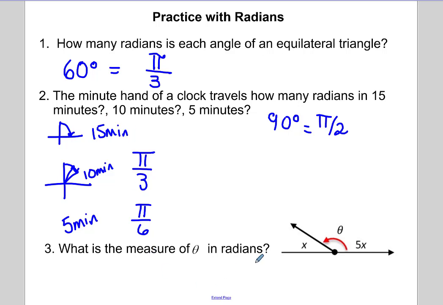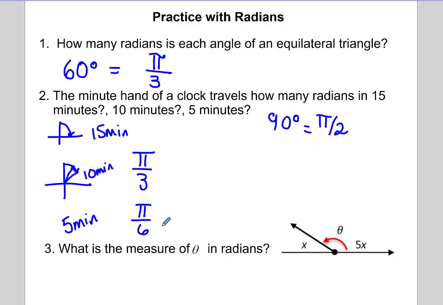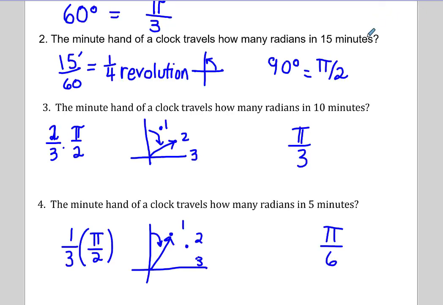And then our last example, what's the measure of theta in radians? Well, we have, well, I'm really on your notes. You have a different question here. We have two different questions. Something's missing. Okay, I have that fixed. I went back and repositioned all of these questions.